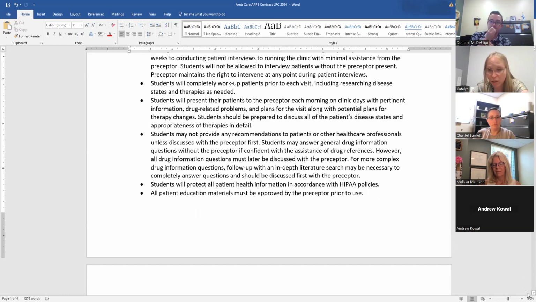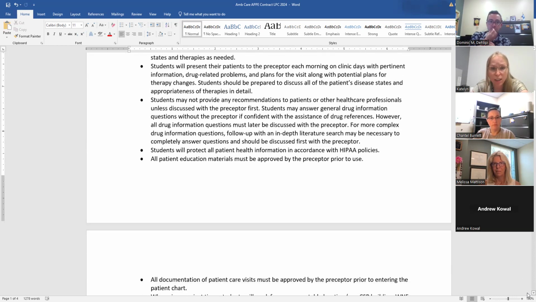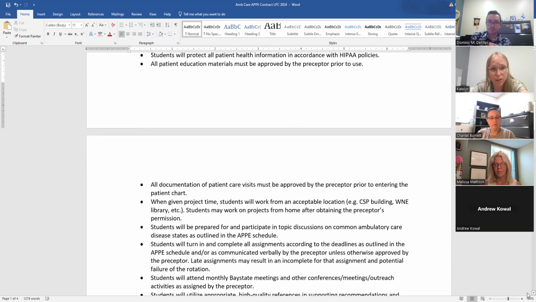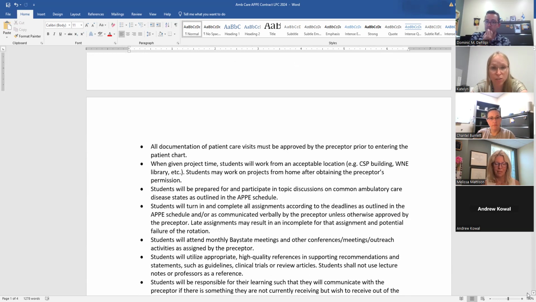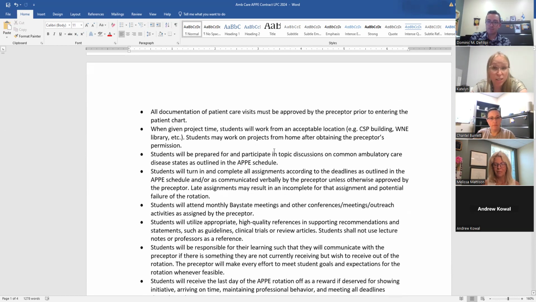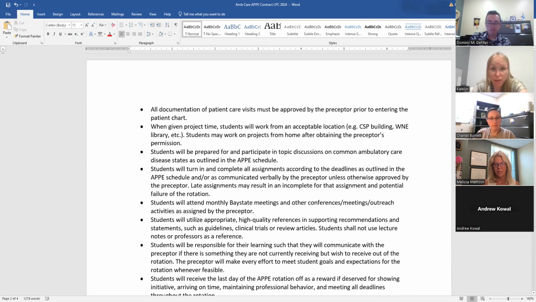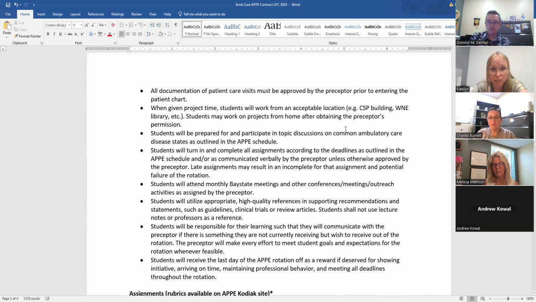I talked briefly about the HIPAA policies. Any notes that they write or education handouts that they want to use must all go through me first. When they have project time, where can they work? Usually I say they can work at home if they'll be productive, but they need to let me know where they're going to be.